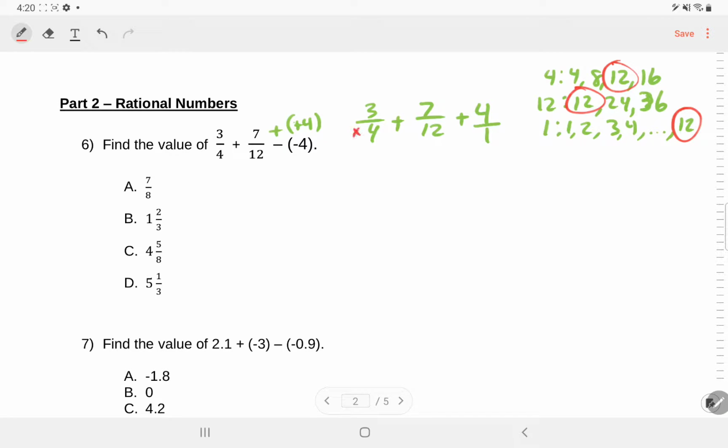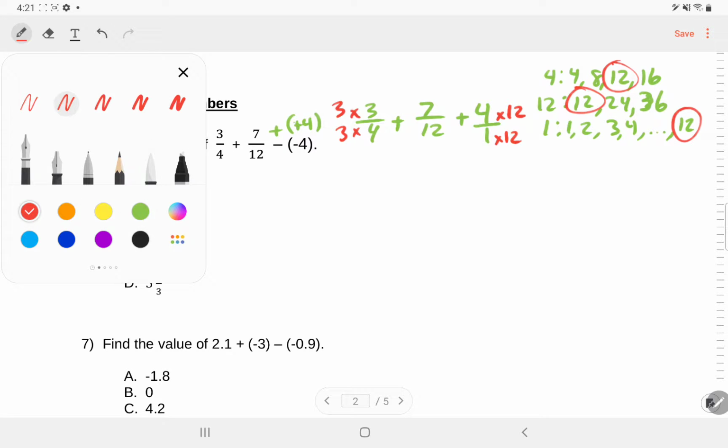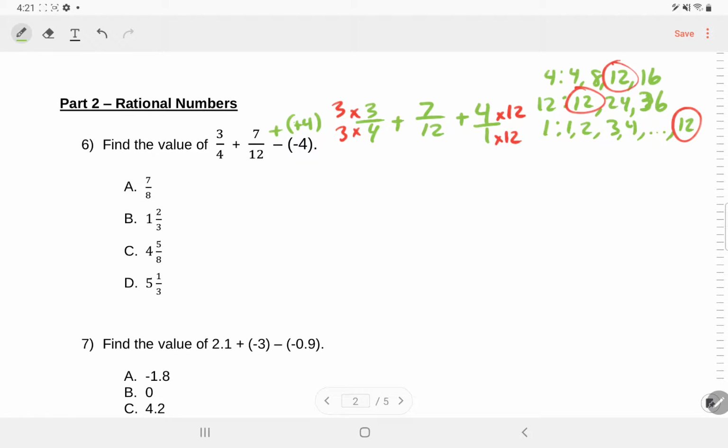So 3/4 we would times by 3 in the denominator as well as the numerator. And then for our last fraction, 4 over 1, we're going to multiply by 12 in the numerator and denominator. So our new equivalent fractions will be 3 times 3 is 9, 3 times 4 is 12, so 9 over 12, plus 7 over 12, plus 48 over 12, because 4 times 12 is 48. Now that we have a common denominator, we can add all our fractions together.